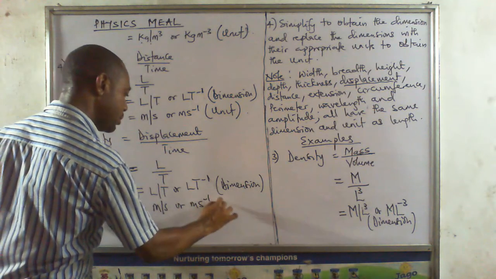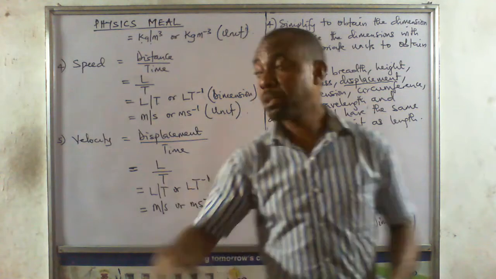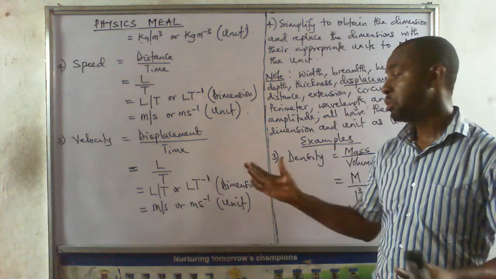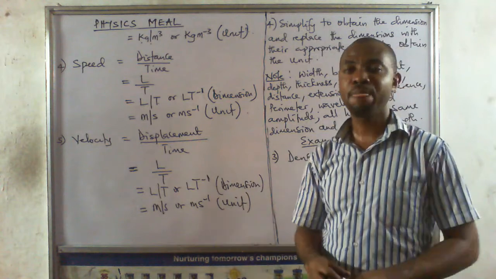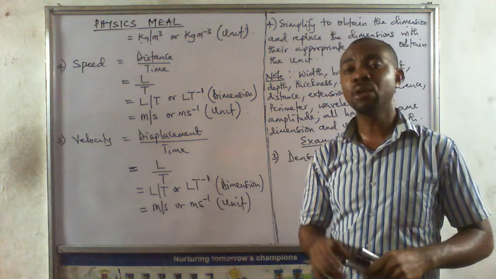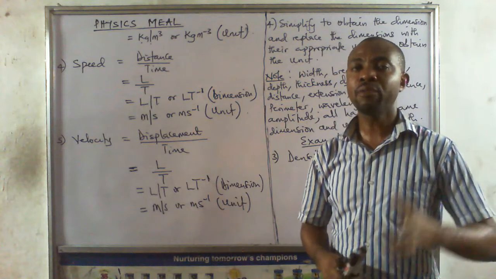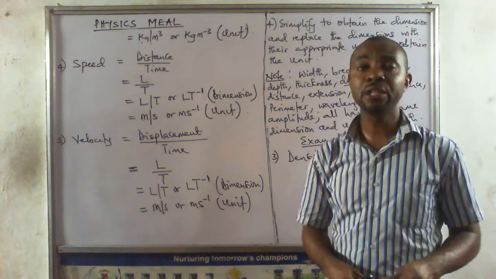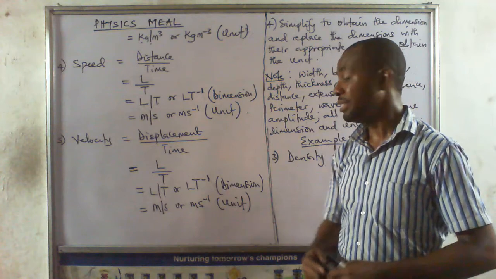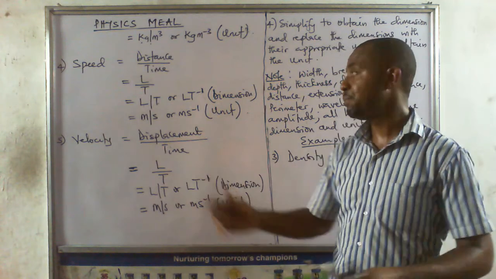Meter per second. Now you will notice that speed and velocity have the same dimension and the same unit, but they are not the same quantity. So it's possible that you can have two different quantities with the same dimension and the same unit. By the time we look at more examples on dimensions and units, you will see that there are so many quantities that have the same dimension and the same unit. Speed and velocity are typical examples.